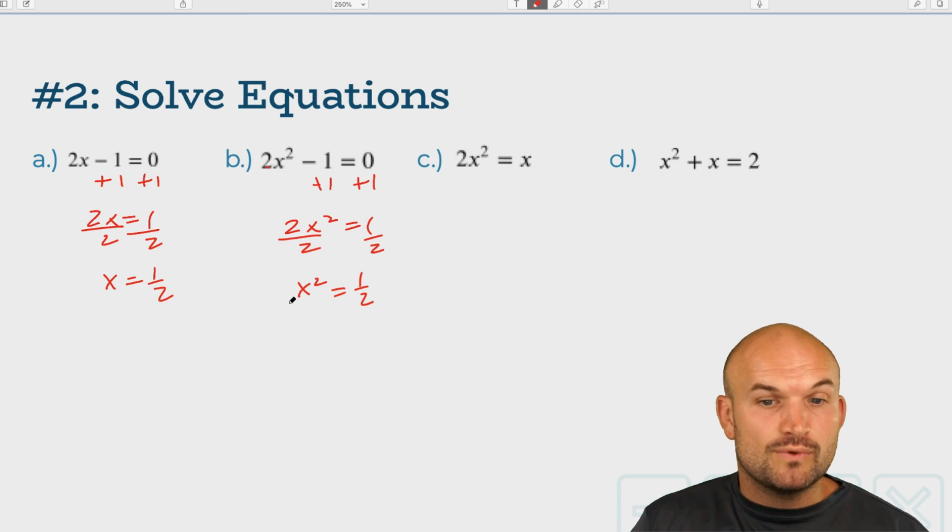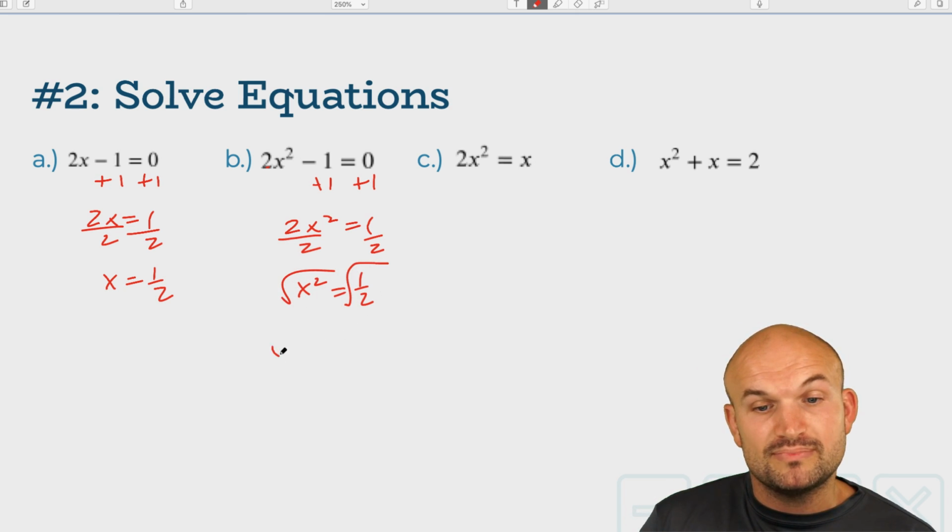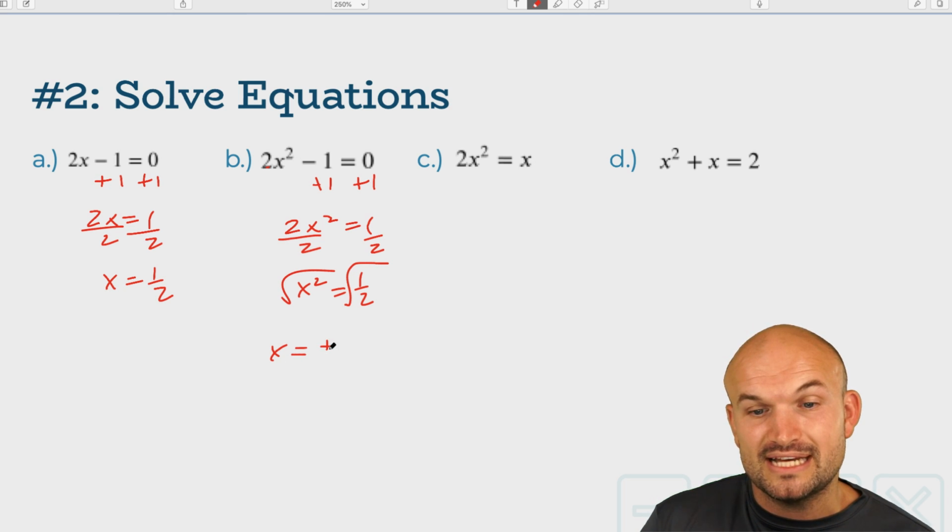And again, remember, you're using the reverse order of operations. The inverse operation of squaring is going to be the plus or minus square root. Don't forget the plus or minus. This is one of the big mistakes students make.